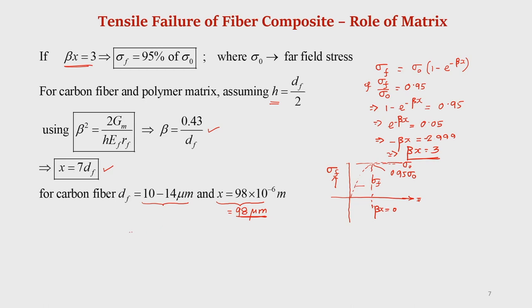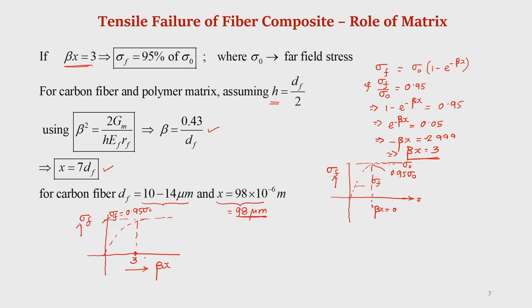So this is what we actually, so we understand the role of the matrix. If we plot beta x versus sigma f, sigma f at this point is 0.95 of sigma naught, at the point where beta x is equal to 3, okay.